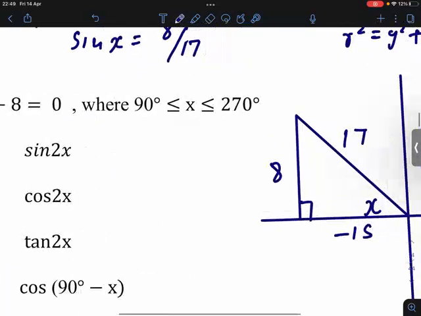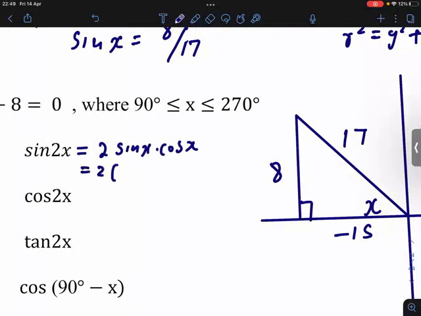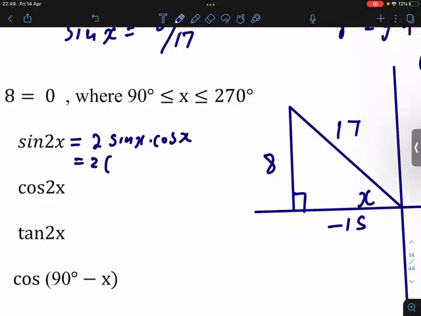So what I want to do is sine 2x. What must we do? Expand it to sine of (x plus x), and then that is 2 sine x cos x. And then sine of x is opposite over hypotenuse, 8 over 17.